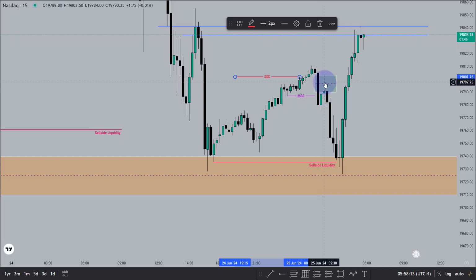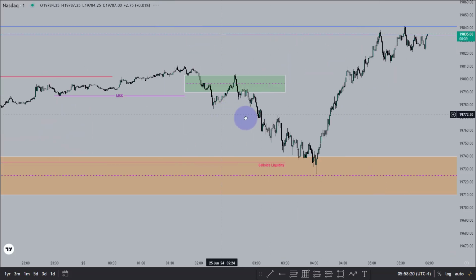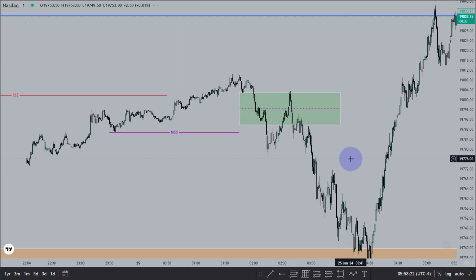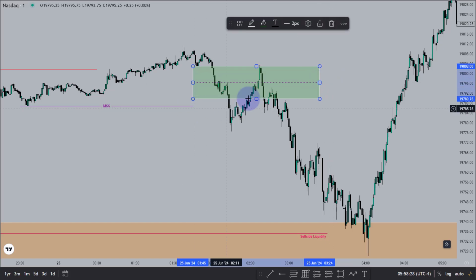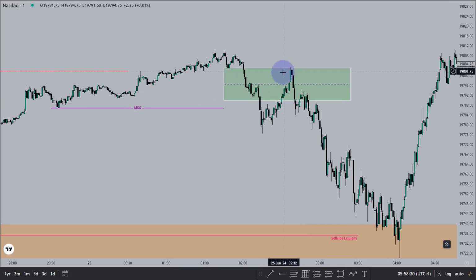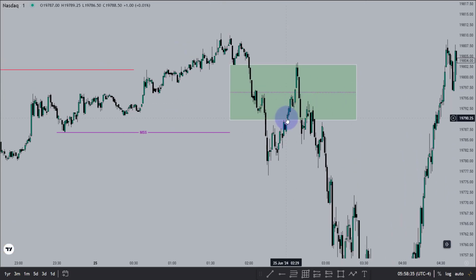When market reaches this fair value gap, what should you look for? A sell setup. Now you should go to your 1-minute chart. Now I'm in my 1-minute chart. In my 1-minute chart, you see this is the first time when price reached inside this fair value gap after the market structure shift. What do you see more over here?